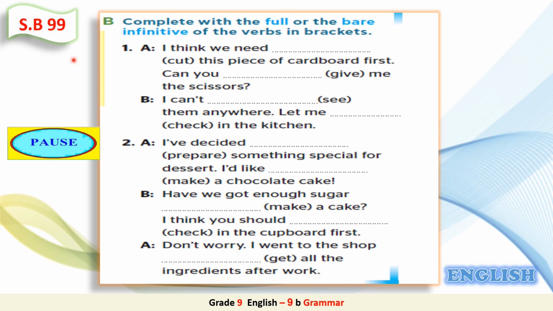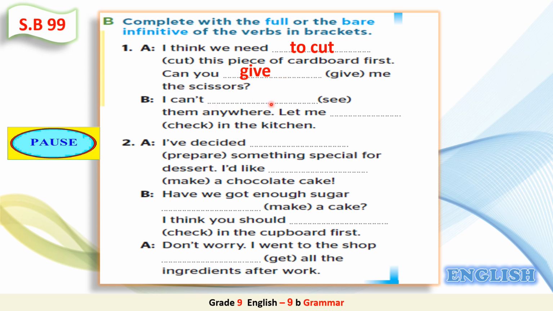Okay, now what do you think the first answer is? Excellent, it's to cut. Why? Because it is preceded by the verb need, and need is followed by full infinitive. Now what about this one? Great, it's give. Why? Because it is preceded by the modal can, and can is followed by bare infinitive.